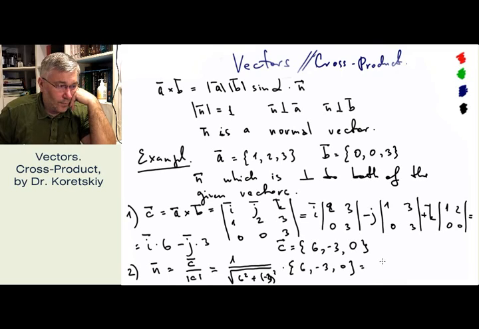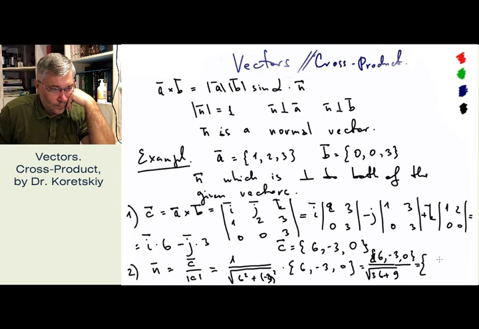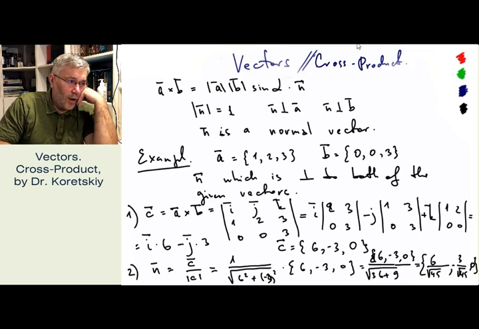And finally we have the result: 1 over square root of 36 plus 9, I put here in the denominator, times 6, minus 3, 0, and it gives vector 6 over square root of 45, minus 3 over square root of 45, 0. So this is the final result here.